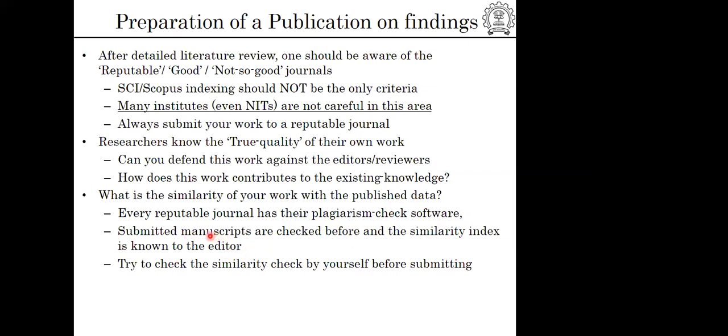As an associate editor of Microsystem Technologies, whatever manuscript comes to me, along with that, I also get this kind of a similarity report. And once a similarity report goes beyond a critical value, the manuscript is automatically rejected. It says that you have so much similarity, and so on. So my recommendation is that you try to check this similarity by yourself.